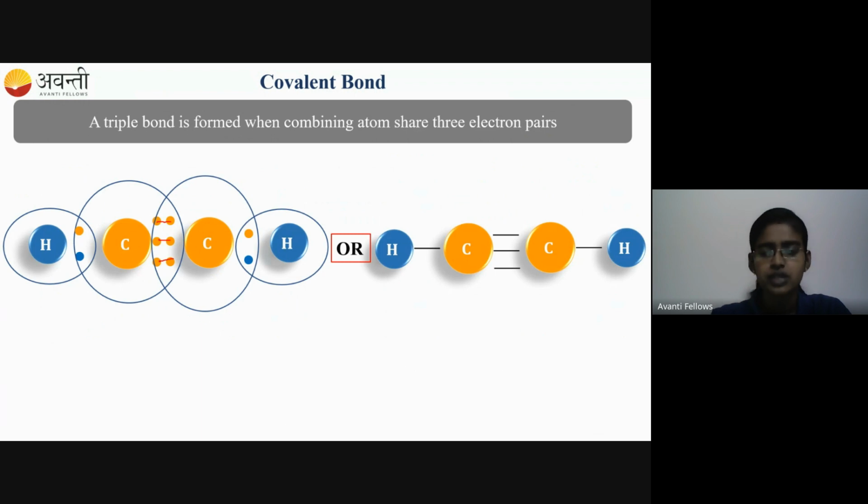Now coming to the next type of bond, that is the coordinate bond. So no doubt from ionic and covalent bonds, right? Ionic bonds are formed by transfer of electrons and covalent bonds are formed by the sharing of electrons. If you're having any doubt, you can let me know in the chat box. Shall I move on to the next bond? Any doubt? Yes or no?